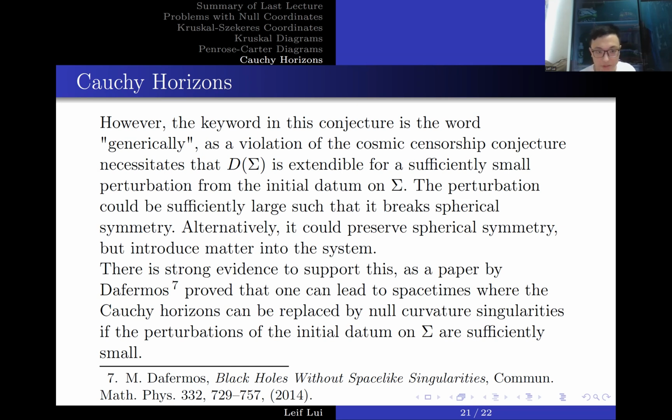And there is strong evidence to support this, as a paper by Dafermos proved that one can lead to spacetimes where the Cauchy horizon can be replaced by null curvature singularities, given that the perturbations of the initial datum on sigma are sufficiently small. And this is written in his 2014 paper called Black Holes Without Spacelike Singularities, in Communications in Mathematical Physics. So this is a peer-reviewed paper.